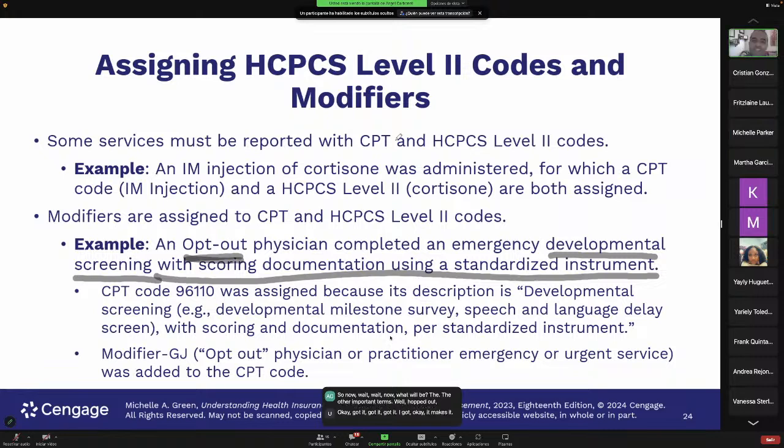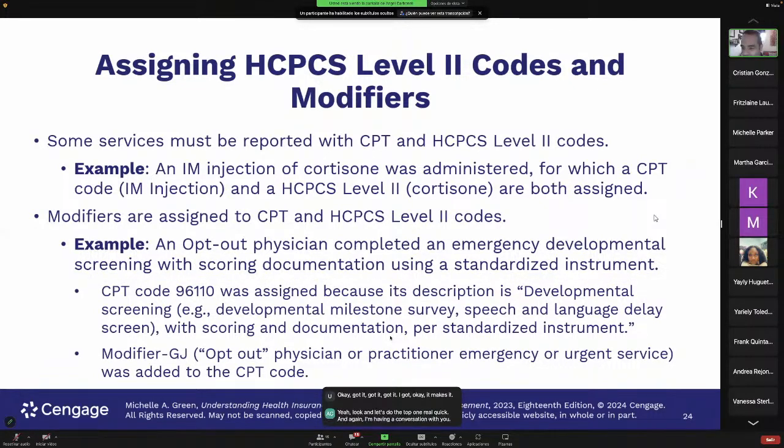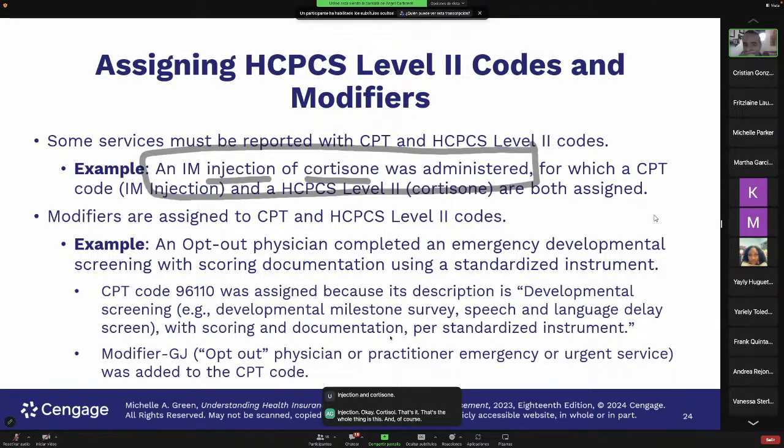Let's do the top one real quick. I'm having a conversation with you, but this is for everybody else. You are the only brave one that actually asked. So what about the first one? What will be the main terms? Injection and cortisone. That's the whole thing. It's an injection of cortisone was administered. The word "was" is a part of speech.